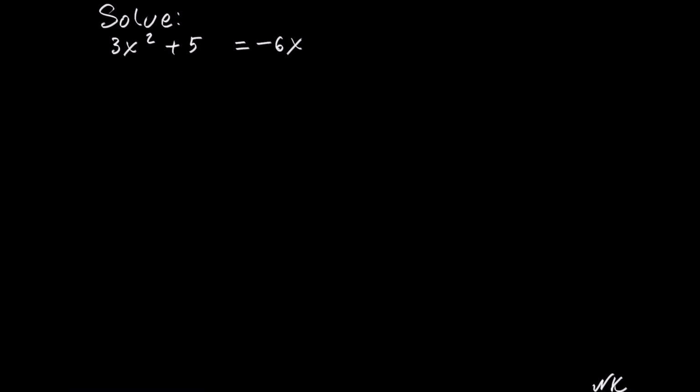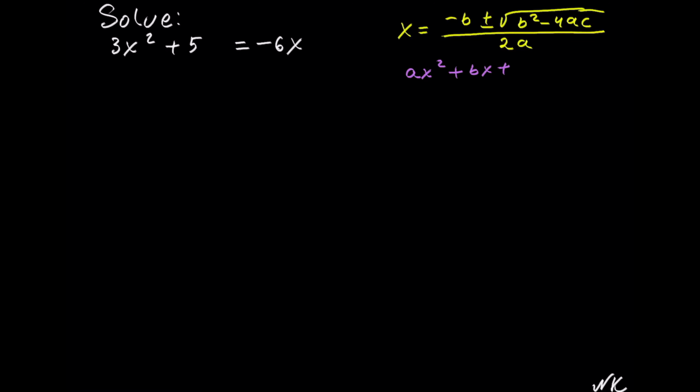Hello, here we have to solve a quadratic equation of 3x squared plus 5 is equal to negative 6x. Let's solve this equation by using the quadratic formula, which is x is equal to negative b plus or minus the square root of b squared minus 4ac, all over 2a. This applies to the equation in the form of ax squared plus bx plus c is equal to 0.